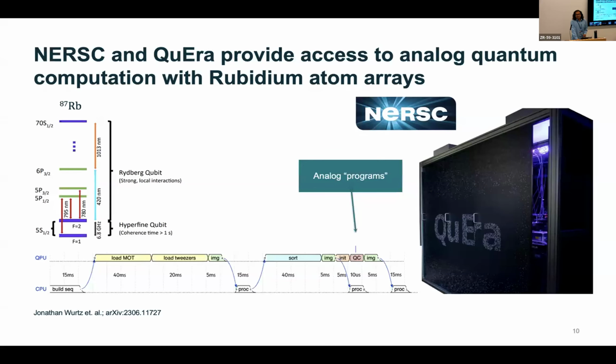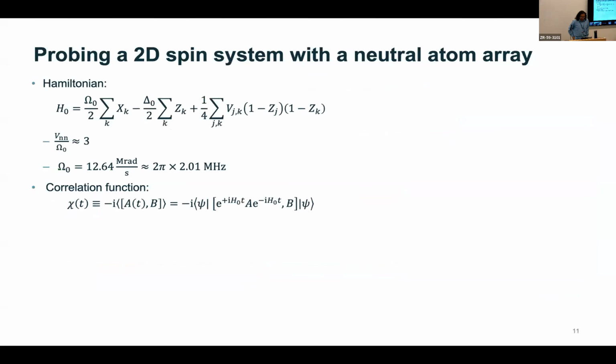Okay, so with that in mind, let's talk about what we are actually going to do. So remember our analog mode Hamiltonian for the neutral atom array with Rydberg excitation. We will focus on a square lattice, and we will fix the nearest neighbor interaction to be 3 times the Rabi frequency, and a Rabi frequency of 2 megahertz, if you're an experimentalist. If not, just think of it as a number.